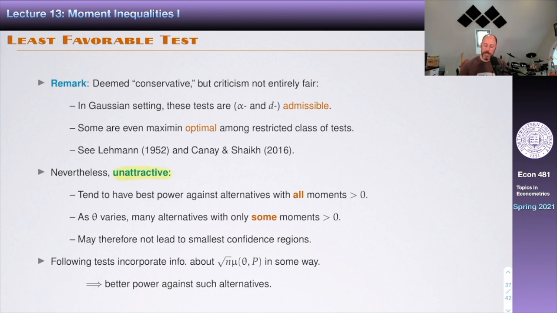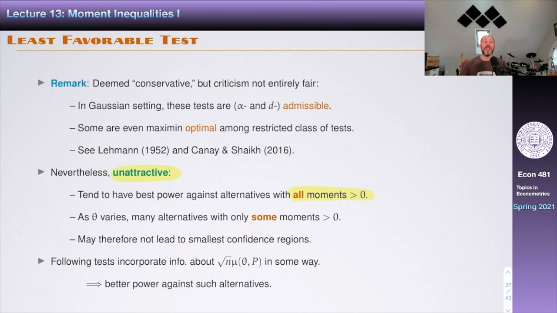Okay, why? Because they tend to have the best power against alternatives where all moments are violated. Now imagine a situation where you have 10 moments, okay? And think about alternatives where you violate one of them, but the other ones are all good. You're violating moment number 10, but moments 1 through 9 are actually less than or equal to 0. Then that's an alternative, and these tests are going to have just terrible power against those alternatives, okay? And so that's why a lot of people will not like this test, because they're going to say, well, the alternatives where all moments are violated are not the ones that I really care about. I just care when some may be violated, and this test happens to have really bad power for those, okay?